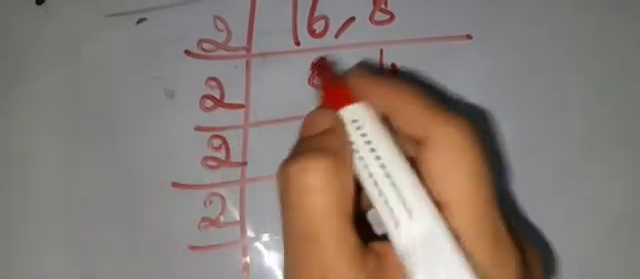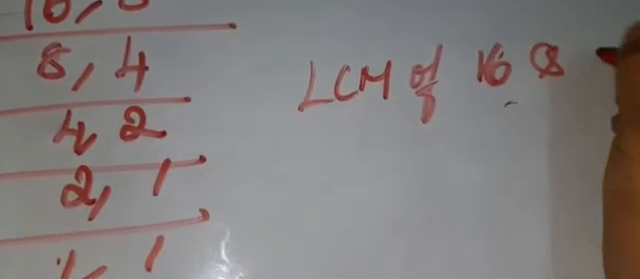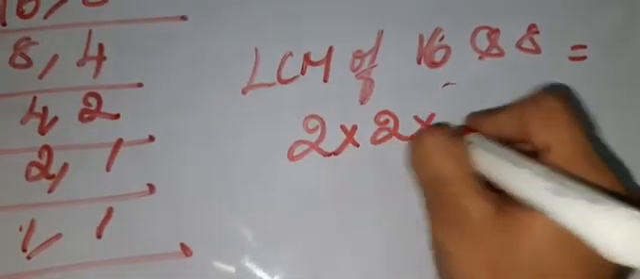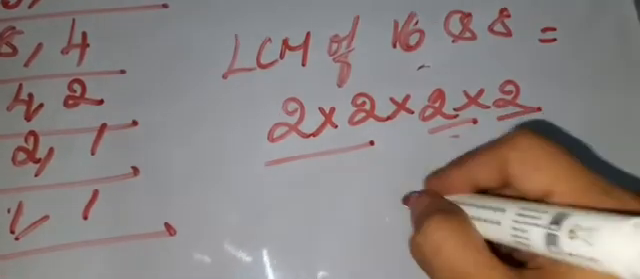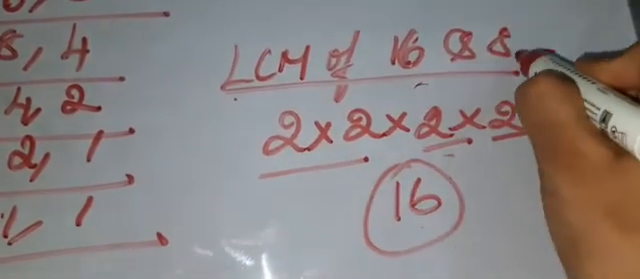So this is how you find the LCM. It is similar to finding the HCF, but one method here is different. To find the LCM of the numbers, we multiply all the prime numbers that we have found. 16 and 8 equal 2 into 2 into 2 into 2. So 2 2s are 4, 4 2s are 8, 8 2s are 16. So 16 is the LCM of both the numbers 16 and 8.